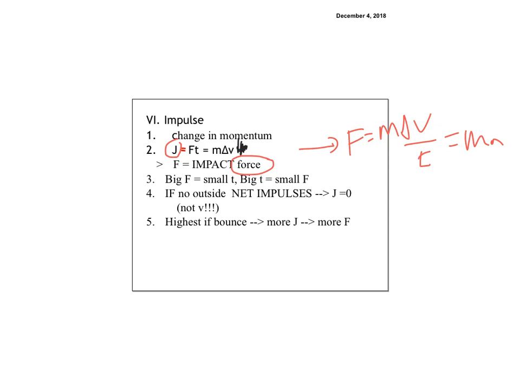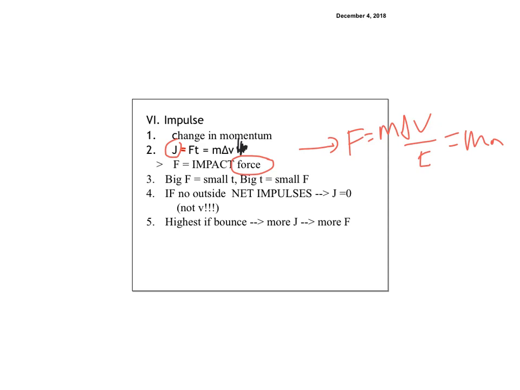If you have a big F, you're going to have a small t. If you have a big t, you're going to have a small F. So if you hit something really quick, like if you bounce or something like that, you have a small time, you're going to get a really big F. If you have something soft to land on, it's going to give you a really big t, so it's a smaller force. Never say because it's squishy, all right? Don't say because it's squishy. It's because it has a big time that force gets to act over.